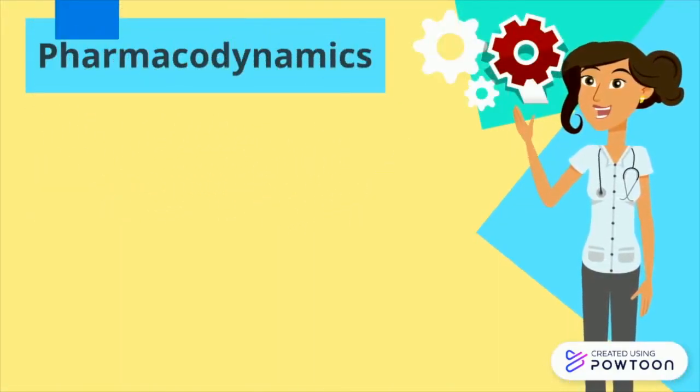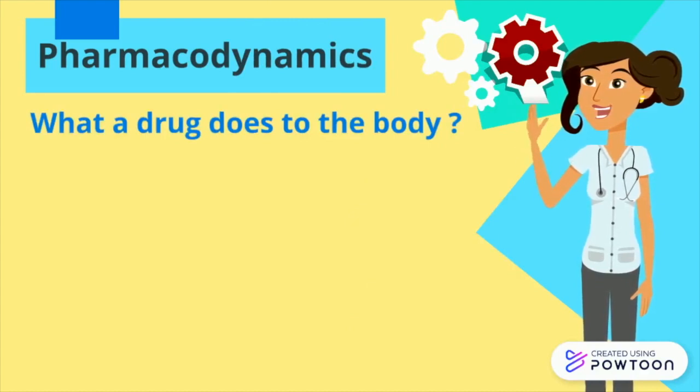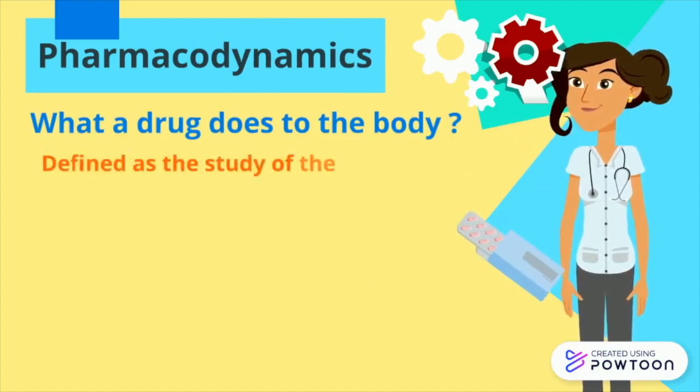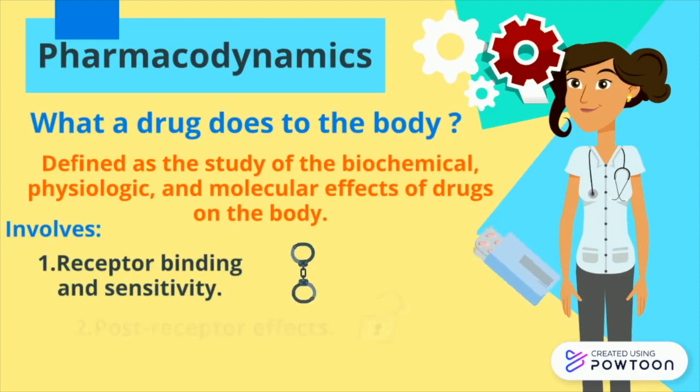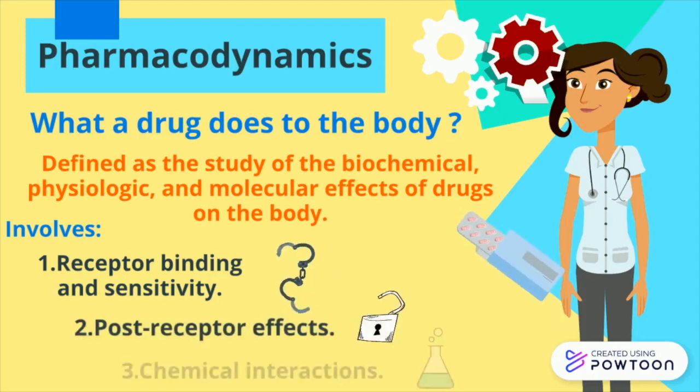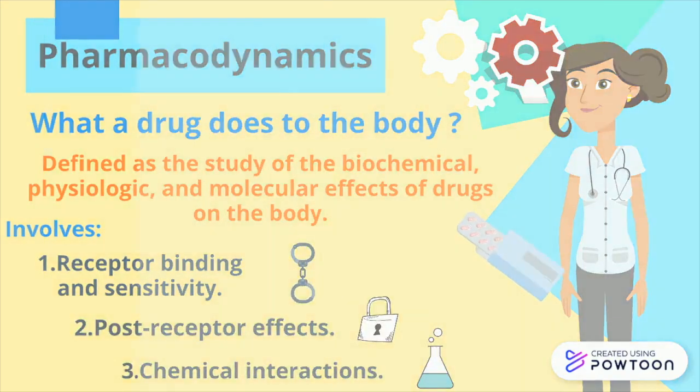Pharmacodynamics is what a drug does to the body. It's defined as the study of the biochemical, physiological, and molecular effects of a drug, and it involves receptor binding and sensitivity, post-receptor effects, and chemical interactions.